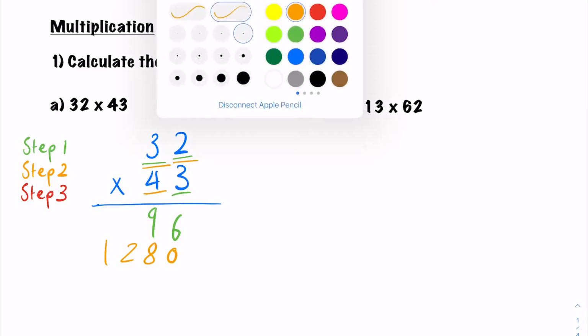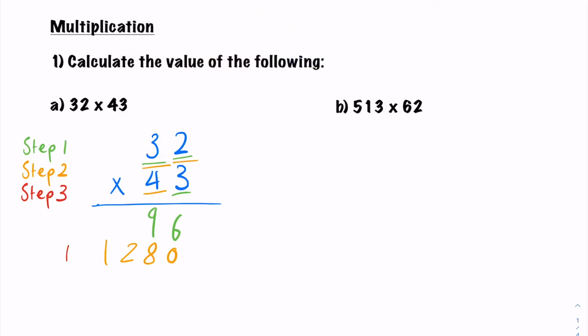Step 3 is we then got to add these two together to find the total result. So 6 plus 0 is 6, 9 plus 8 is 17, put the 7 there, carry the 1, 2 plus 1 is 3, and then 1 by itself here. So we get 1376, and that's our final answer there.